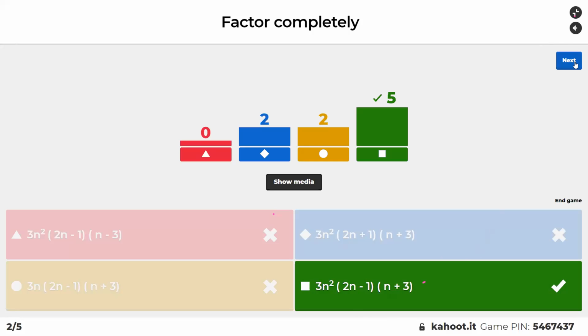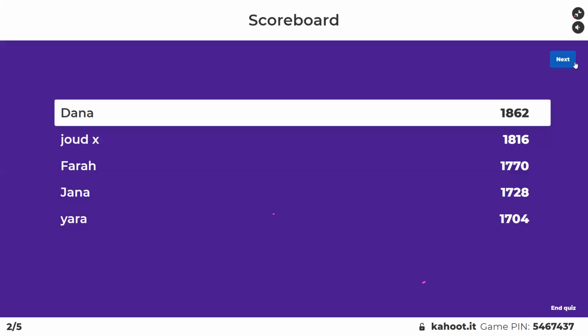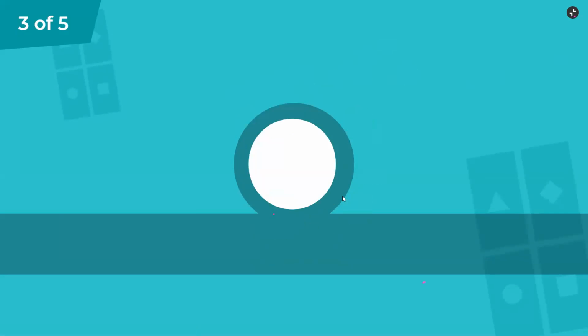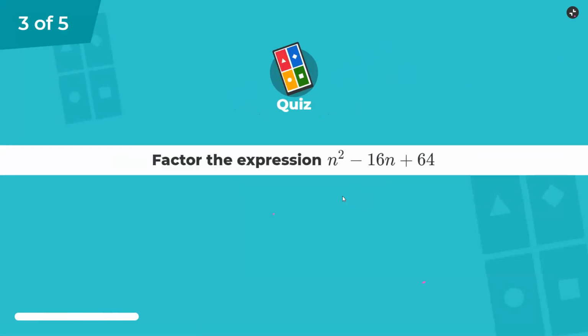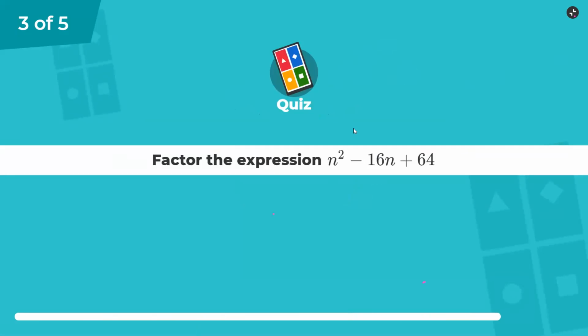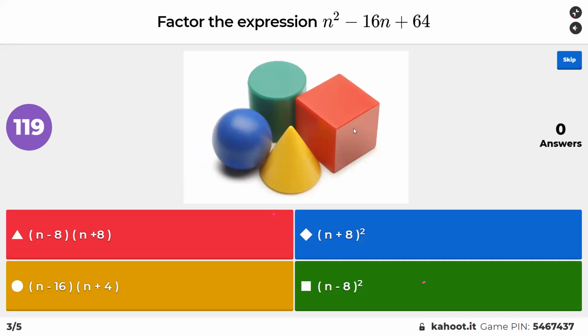No, teacher, the time's up and I solved it wrong at first. I clicked the yellow by mistake. Okay. Jude, Jana, Masa, and Farah are the highest 5. Let's go to the third one. Yellow, this one now. N squared minus 16n plus 64.